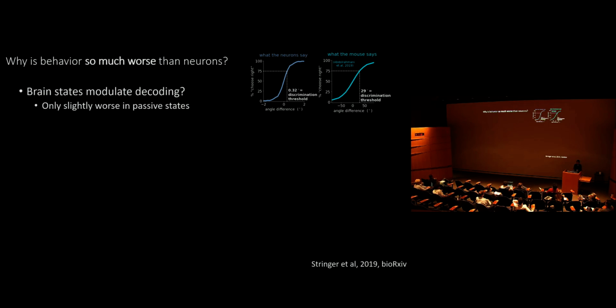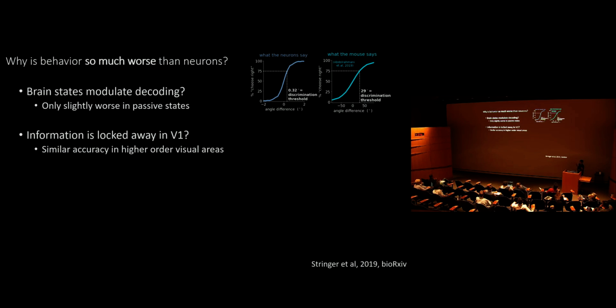One hypothesis is that brain states are modulating decoding. But what we found in the paper, you can look it up, is that there's only slightly worse decoding in passive states versus running states. We have periods where the mouse runs and periods where the mouse is passive, and we didn't see huge differences in the discrimination threshold, so how well we could predict from the neural activity. So it's not necessarily the brain states, at least in the case of a mouse just sitting there running or not running. Another hypothesis is that maybe this information is locked away in V1.